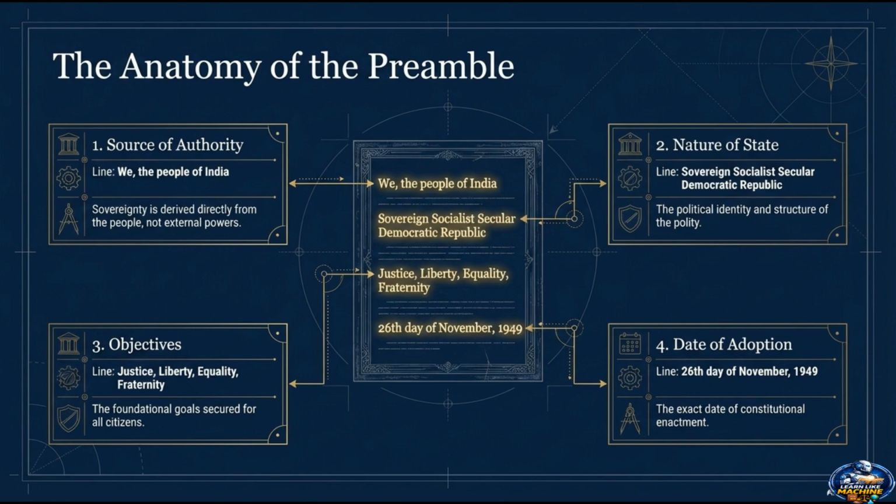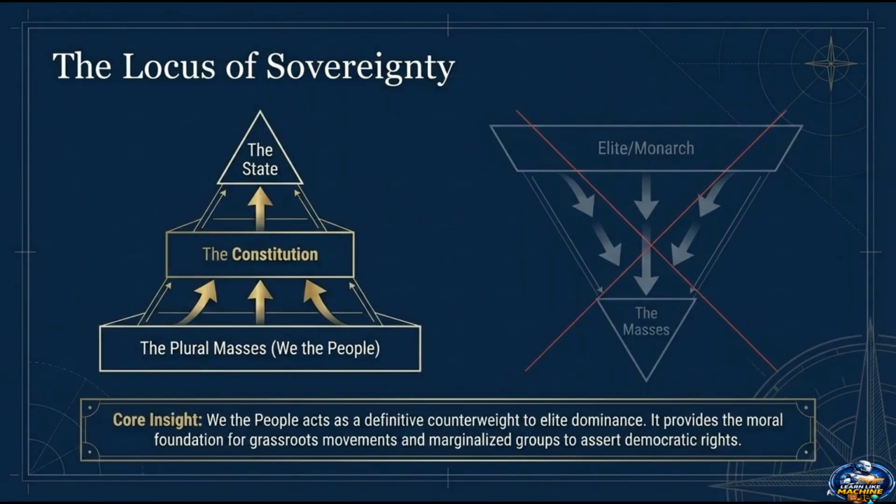The Preamble is structured around four main components: the source of authority, the nature of the state, its fundamental objectives, and the date of adoption. The core phrase, "We the people," places sovereignty at the grassroots level. This structure ensures that power flows from the masses, through the Constitution, to the state, countering elite dominance.